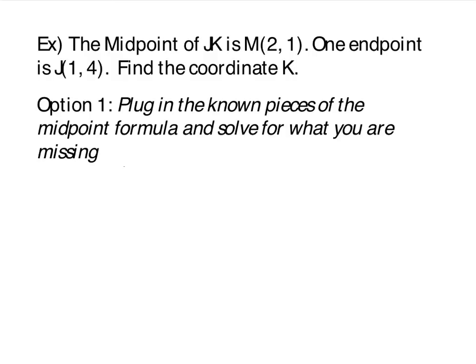We can also have examples like this. The midpoint of JK is M at 2, 1. One endpoint is J at 1, 4. Find the coordinate of K. So for this we have 2 options. Option number 1 is to plug in the known pieces of the midpoint formula and solve for what you are missing.